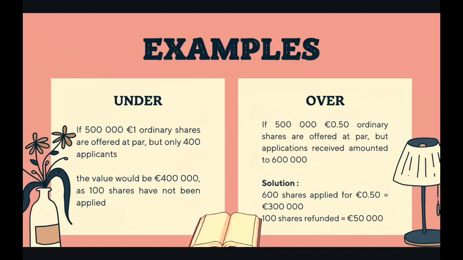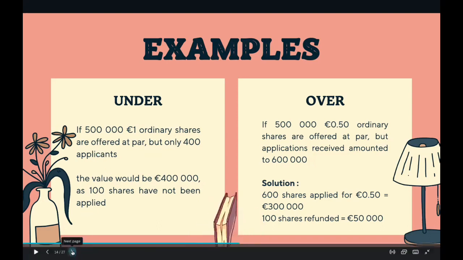For example, under subscription is when 500,000 1 euro ordinary shares are offered at par, but only 400 thousand applied. The value will be 400,000 euro as 100 thousand shares have not been applied for. While over subscription is when 500,000 0.5 euro ordinary shares are offered, but applications received amounted to 600,000. In the solution, 600 thousand shares applied for at 0.5 euro is 300,000 euro, while 100 thousand shares are refunded, which is 50,000 euro.